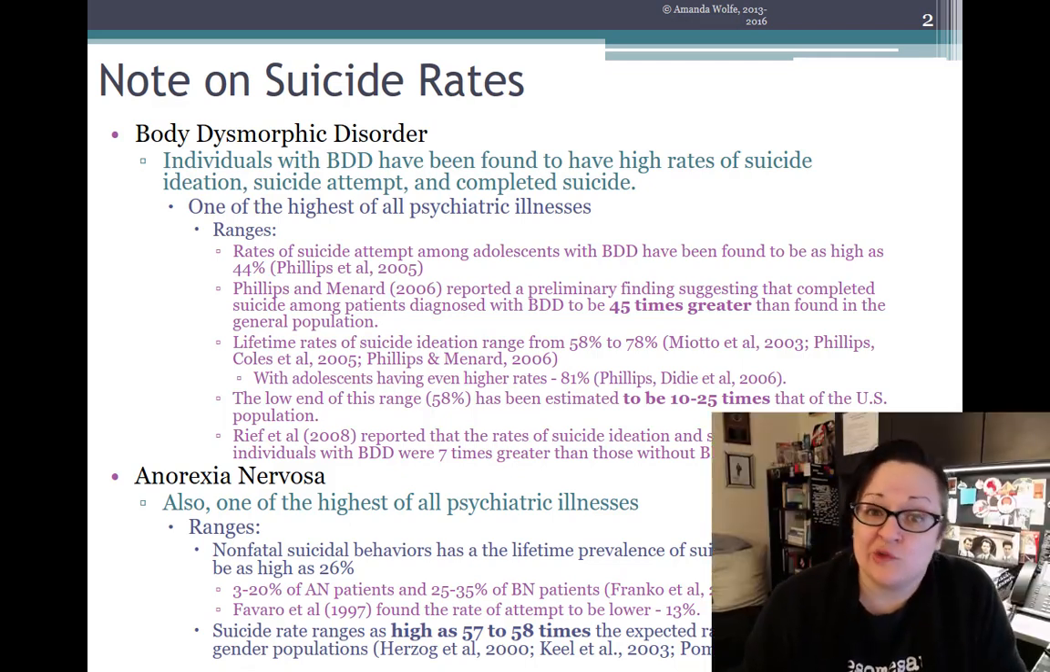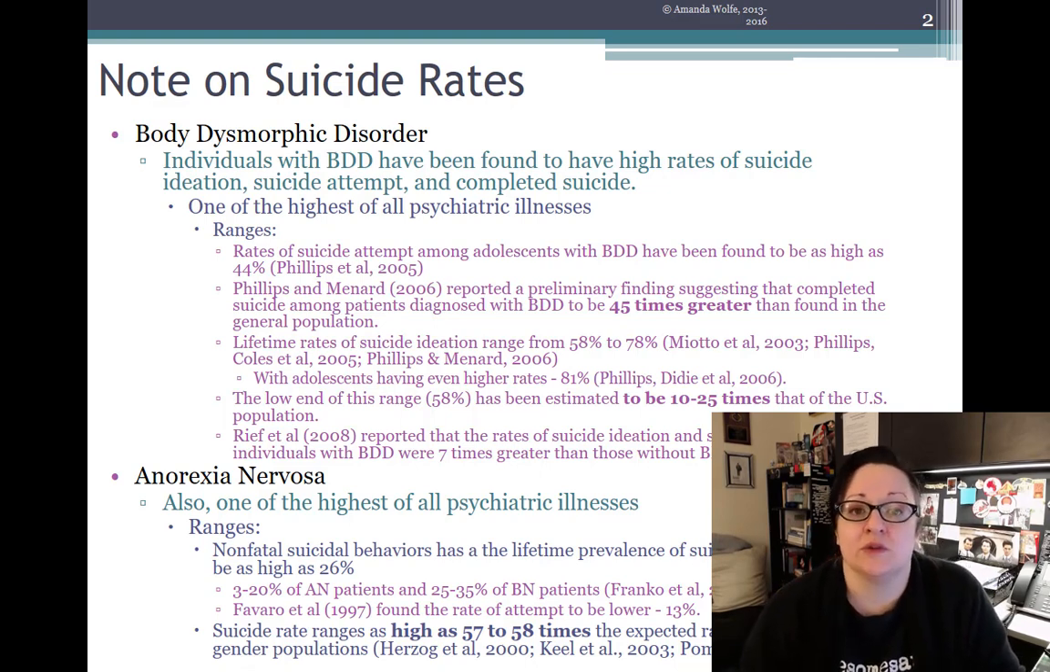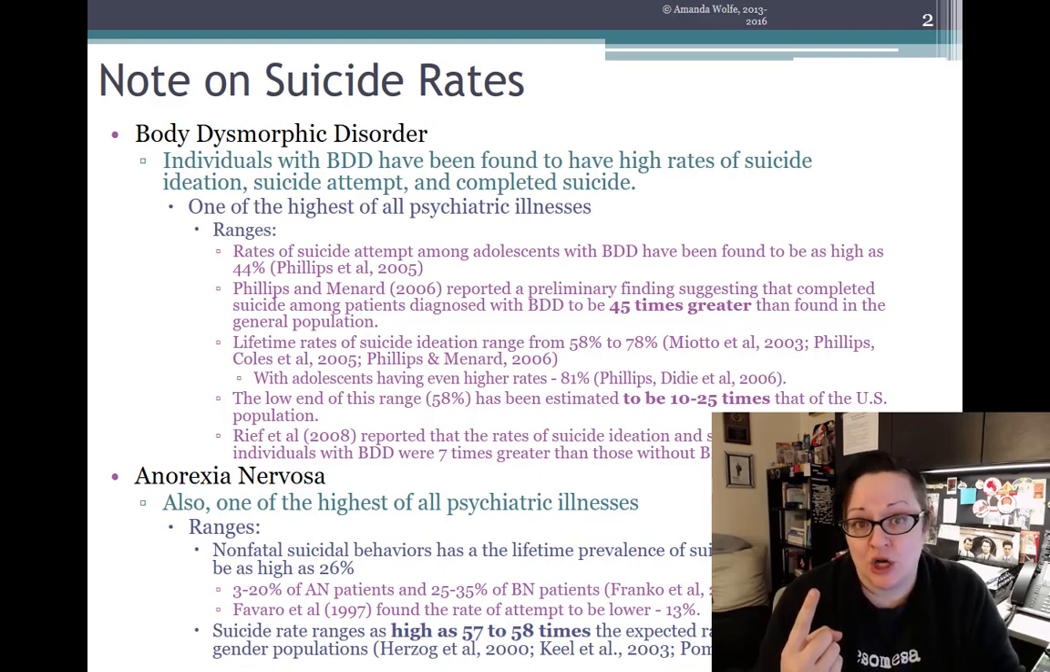One of the things that I think is really important to pay attention to is that when we look at disordered eating, including body dysmorphic disorder, there is a high rate of comorbidity with other mood disorders. So many people who meet the qualifications to have an eating disorder also will have a co-occurring mood disorder. This may explain why this category of disorders has such an incredibly high suicide rate.